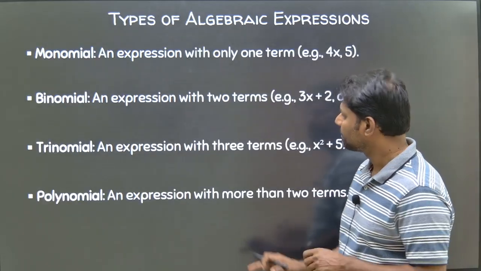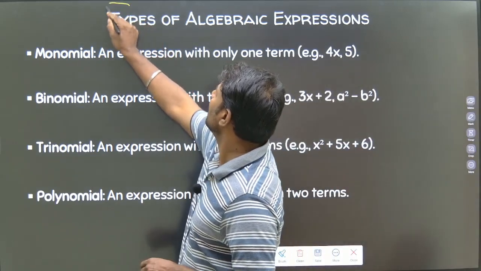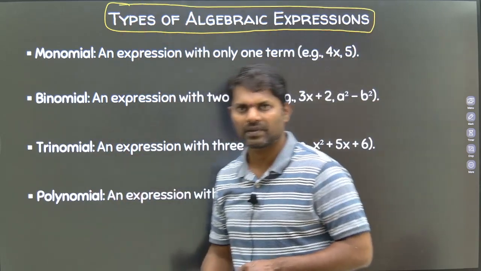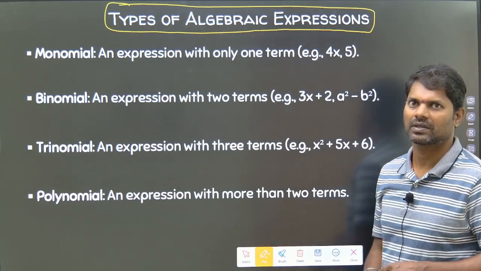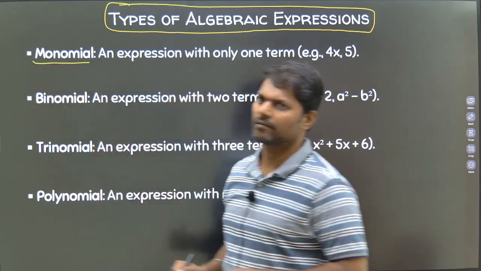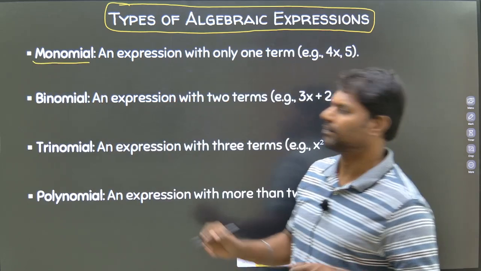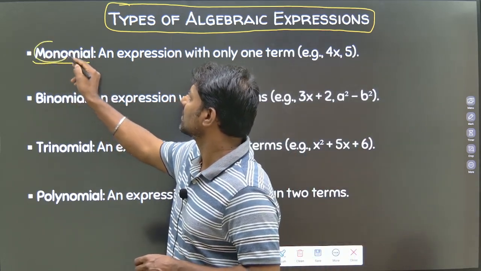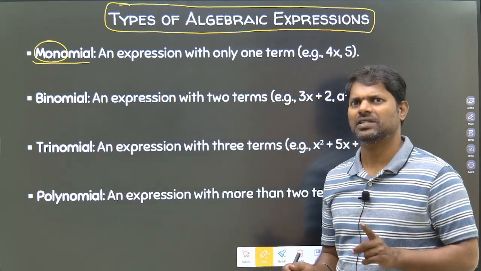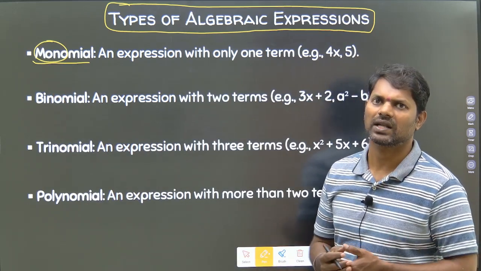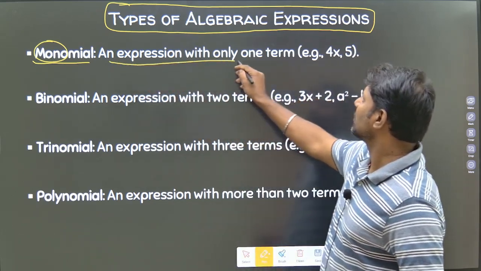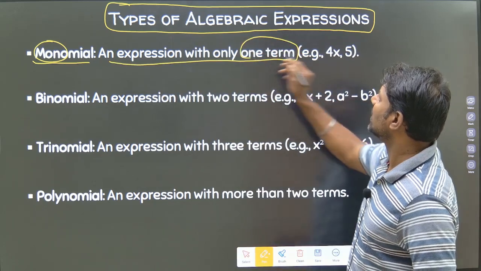Next, types of algebraic expressions. First type is a monomial. Mono means one term. So, the expression which contains only one term is called a monomial. An expression with only one term is called a monomial.